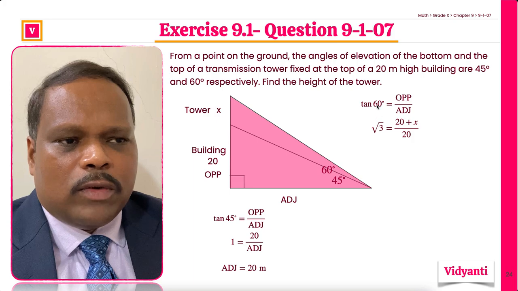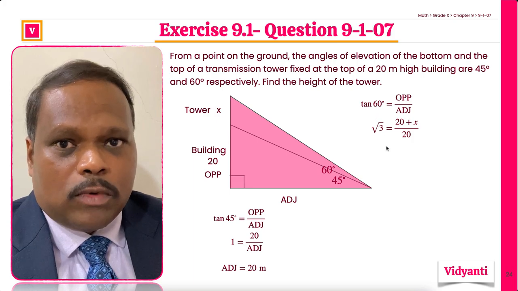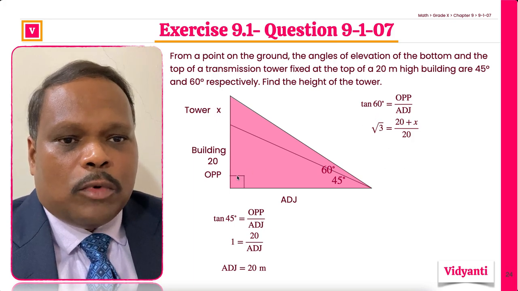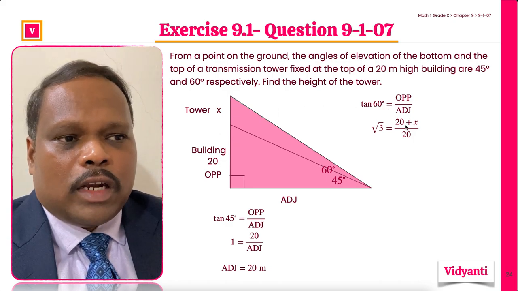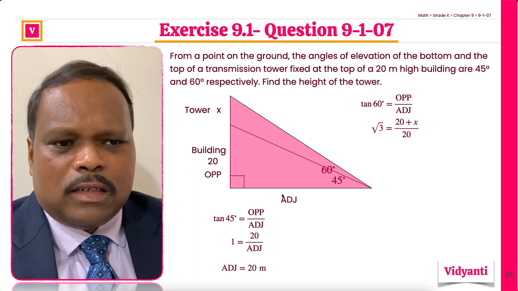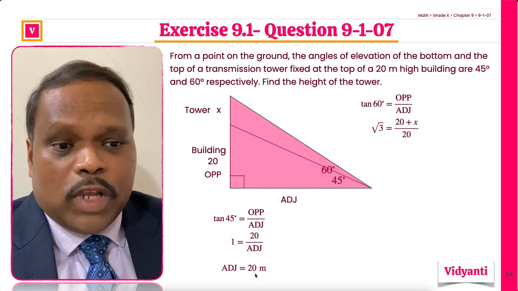So I will write down the equation. Tan 60 is root 3 from the standard trigonometric table. Opposite is the complete distance, 20 plus x, including building and the tower. So that will be 20 plus x. And adjacent is still the same. Adjacent we have actually calculated.